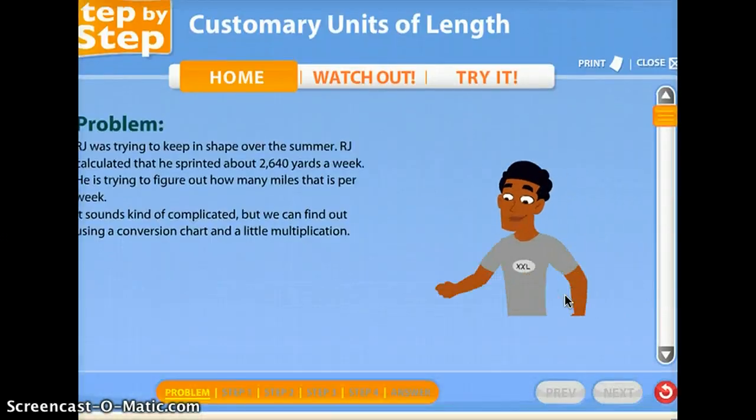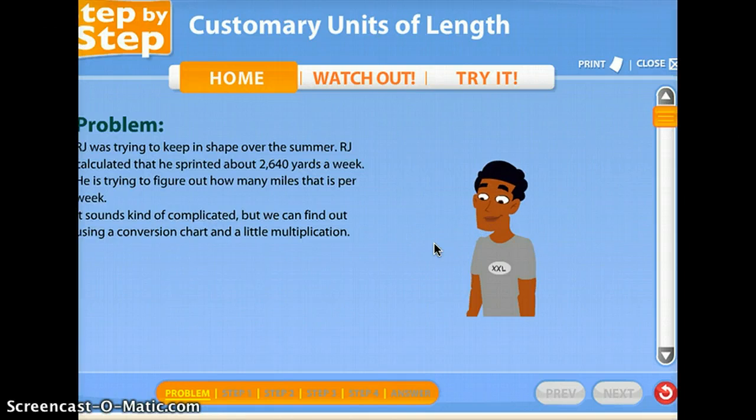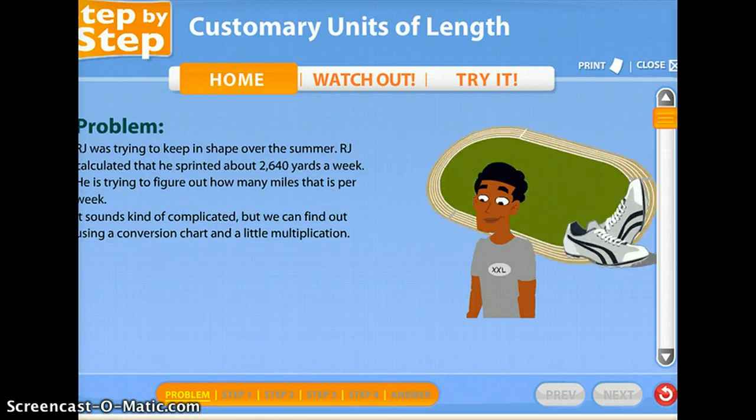RJ was trying to keep in shape over the summer. 3 times a week, he did wind sprints on the football field. RJ calculated that he sprinted about 2,640 yards a week. He is trying to figure out how many miles that is per week. It sounds kind of complicated, but we can find out using a conversion chart. Let's take it step by step.